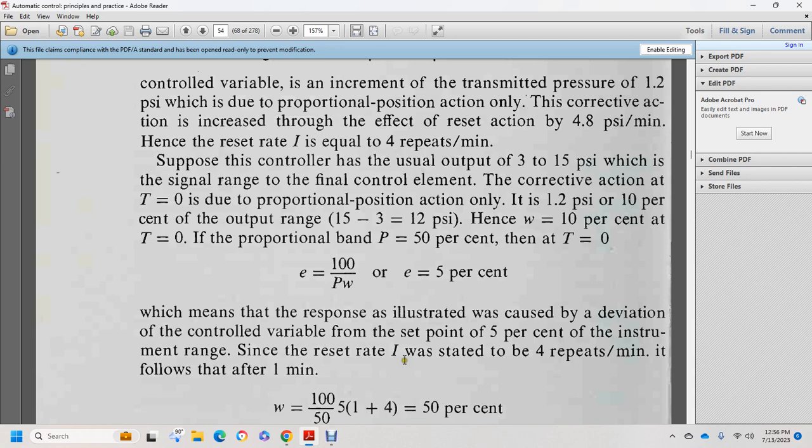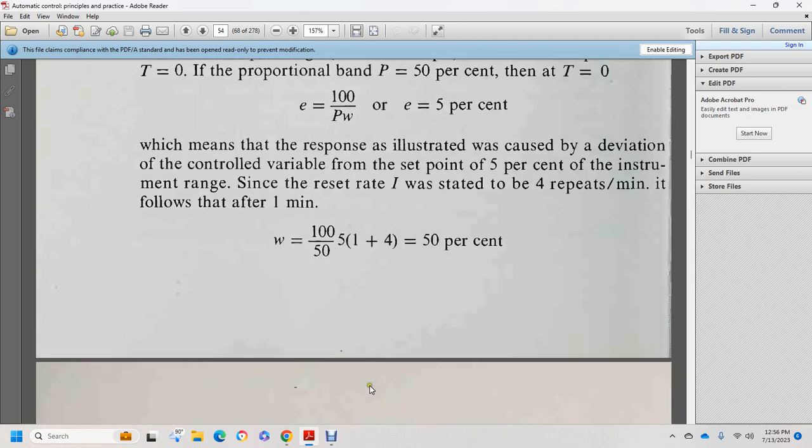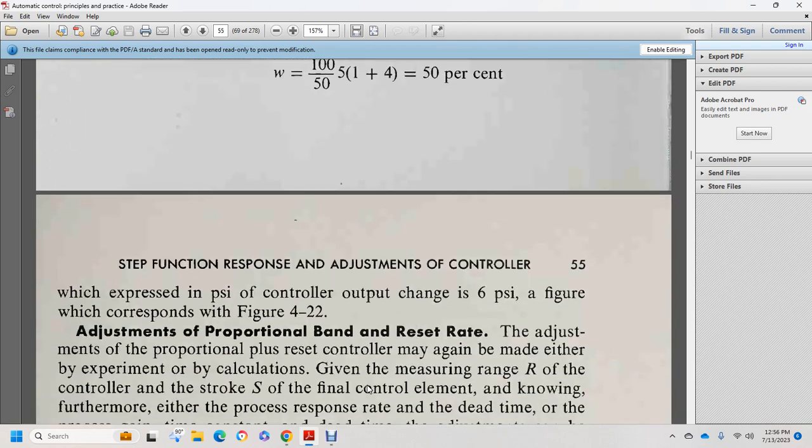The reset factor was stated at 4 repeats per minute. It followed after 1 minute. So we have the output signal of 100 over 50 times 5 times (1 plus 4) equals 50%, which expresses the psi controller output change of 6 psi, which corresponds to figure 4.22.